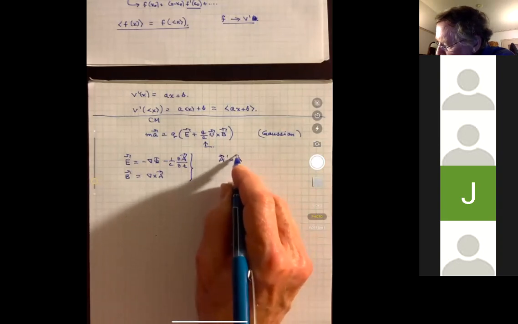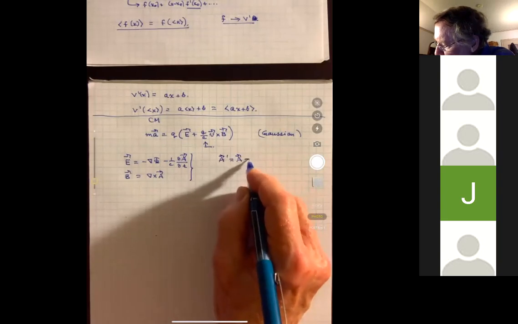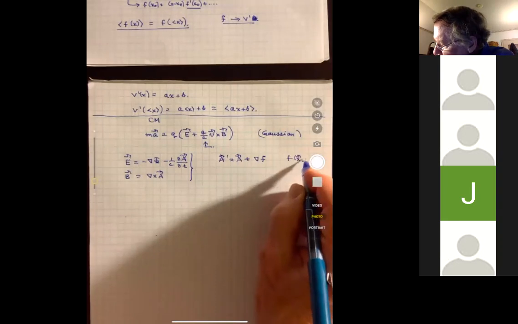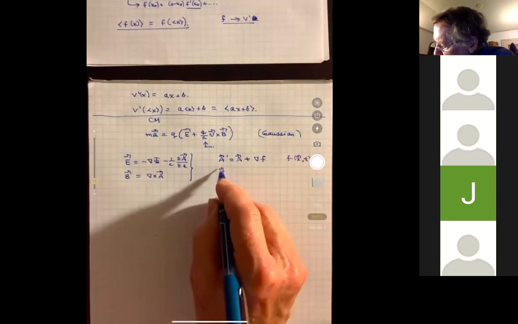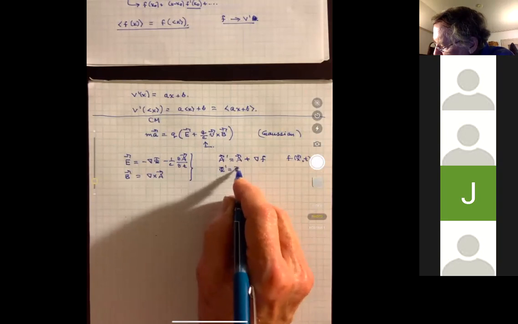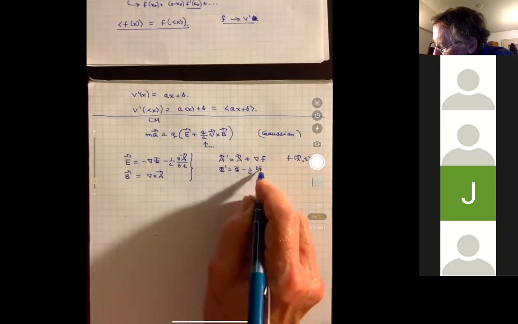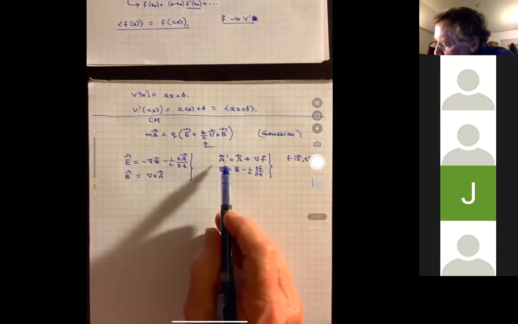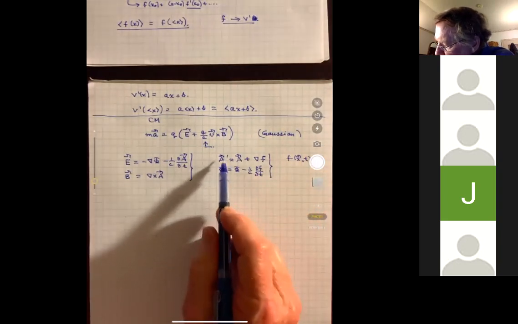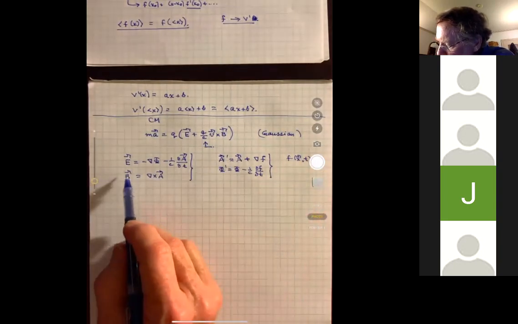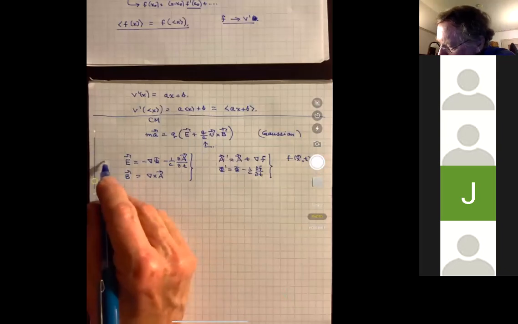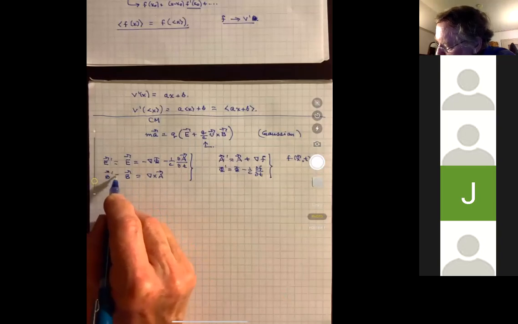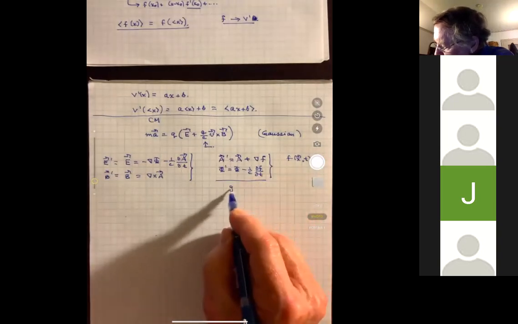If I replace A by A prime, which is equal to A plus the gradient of F, where F is a function of x and t, and I simultaneously replace phi by phi prime, which is phi minus 1 over c dF/dt, then the new potentials A prime and phi prime give the same electric and magnetic fields as the old ones do. That is to say, E is equal to E prime and B is equal to B prime. They don't change under this transformation, which is called a gauge transformation.